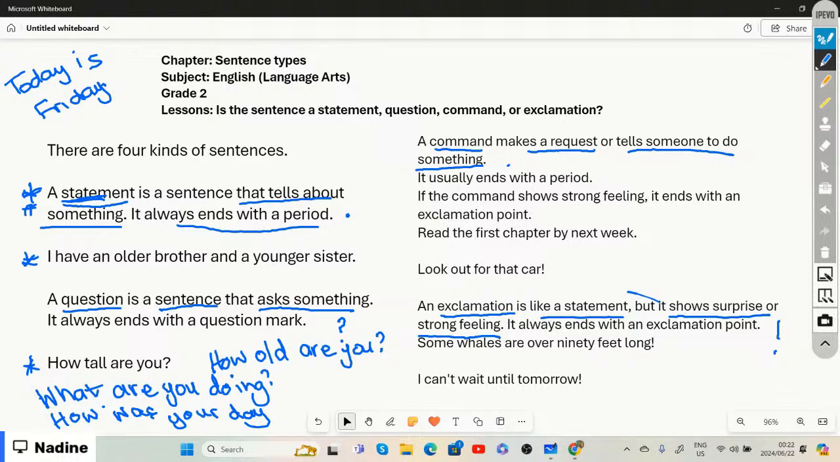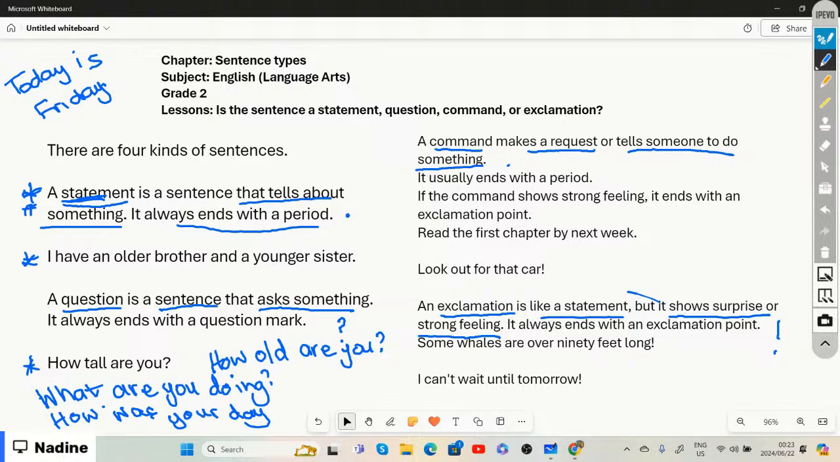And then we have a command, right? And we see the command, it makes a request or it tells about something. It tells someone to do something. A command either ends with a period or it ends with an exclamation point. And then lastly, we have an exclamation, like a statement that shows surprise or strong feelings, and it ends with an exclamation point.